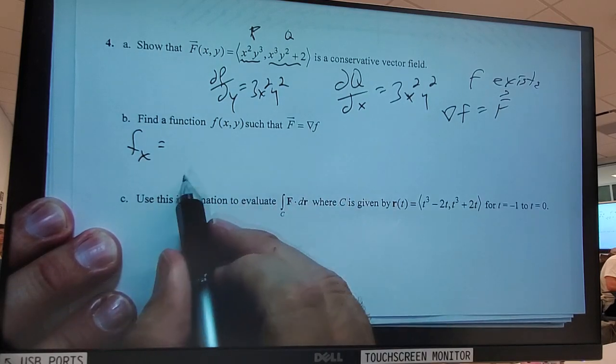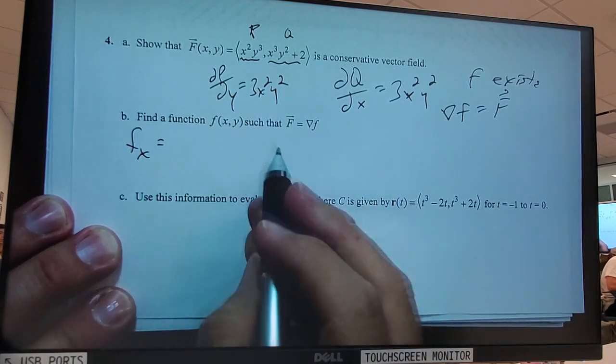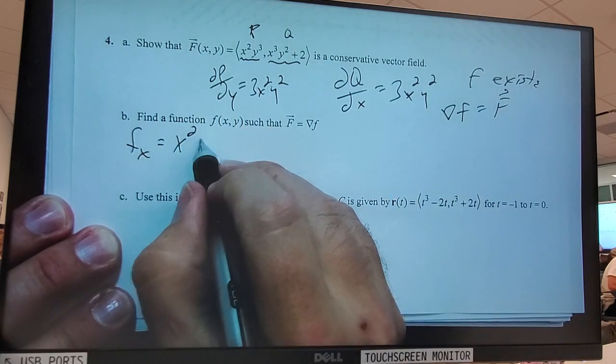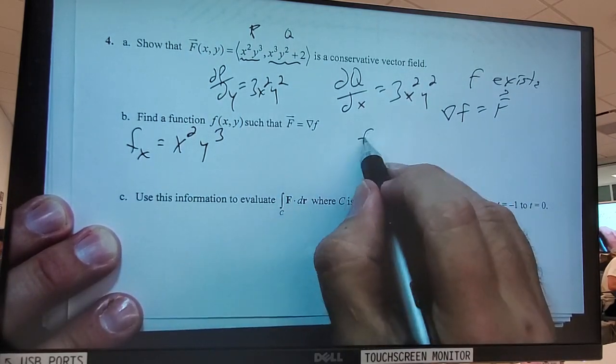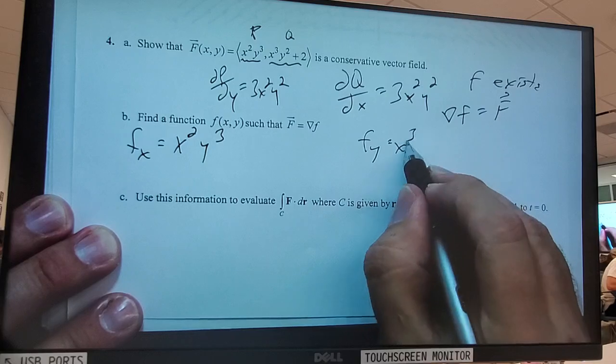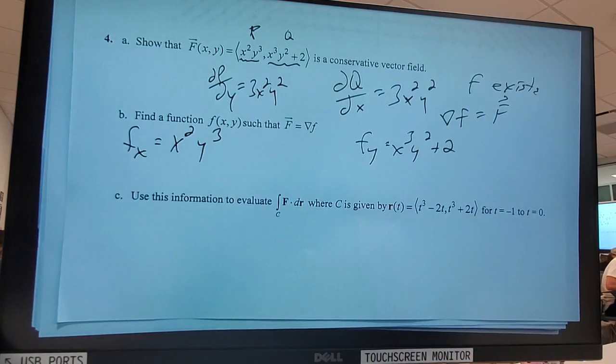No. You don't have to do anything. What is fx? X squared y cubed. I love it. And what is fy? Kick ass. Now, if I integrate, and it is going to be a partial integral, but don't make too big of a deal out of it, really. If that is fx, how did somebody get to it?